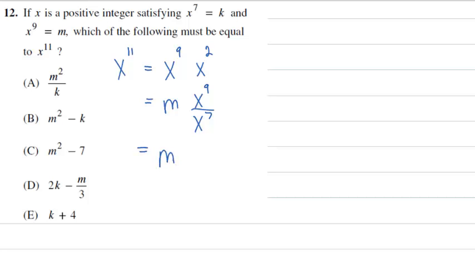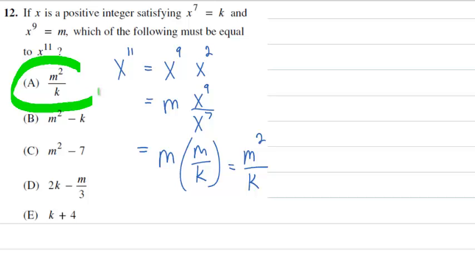So we have the m there, x to the 9th equals m, and x to the 7th equals k. So we've got m times m over k, and the answer there is m squared over k. So the correct choice in this problem would be choice A.